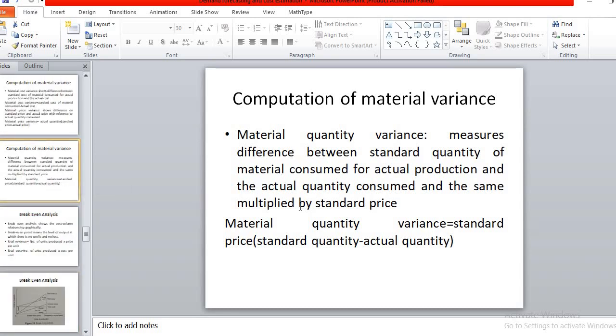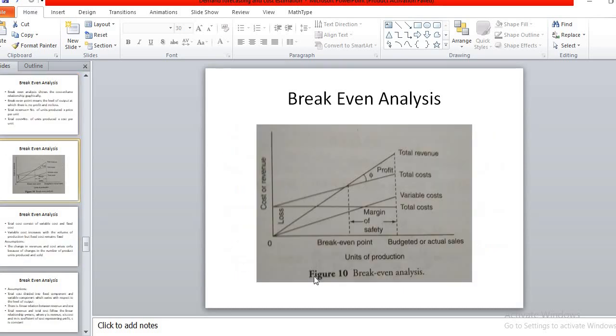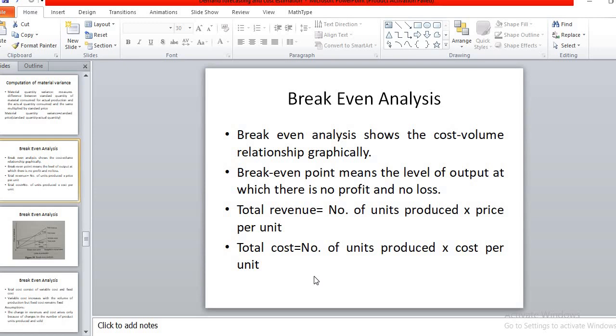So these are some material variances. In the last video we discussed the elements of cost. In this video we discuss some terms related to material variances and different types of cost, and how economists and accountants define that particular cost. Now we discuss an important point, break-even analysis.